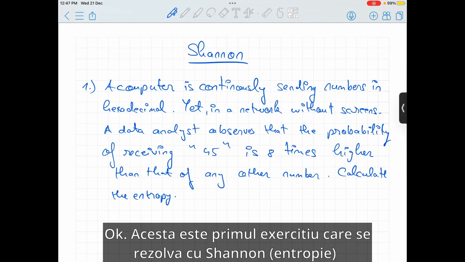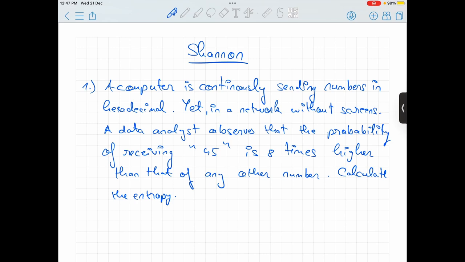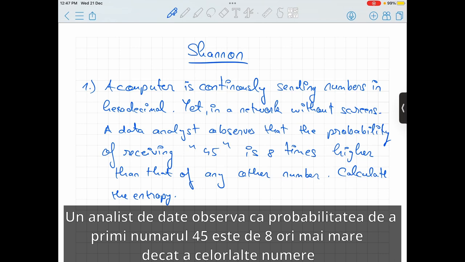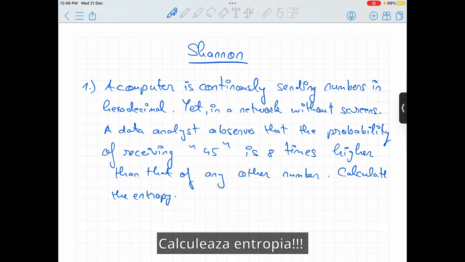Okay, so we have here the first exercise related to Shannon's entropy. As you see, we have a computer which is continuously sending numbers in hexadecimal, yet in a network without screens. A data analyst observes that the probability of receiving the number 45 is 8 times higher than that of any other number. Calculate the entropy.